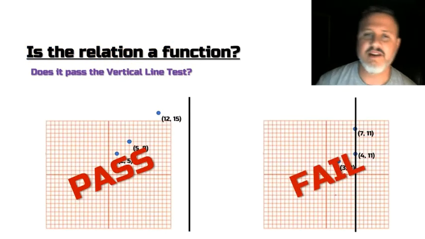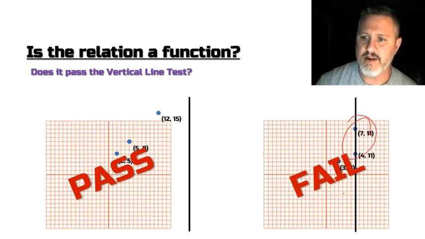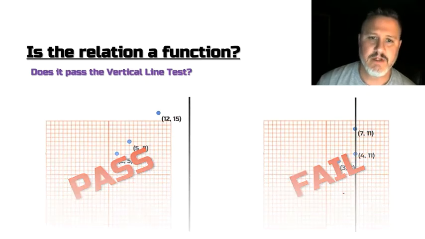All right, so that's how you do the vertical line test. You graph them, you pass a vertical line over them, and if two touch at the same time, right here, that is not a function. Okay?